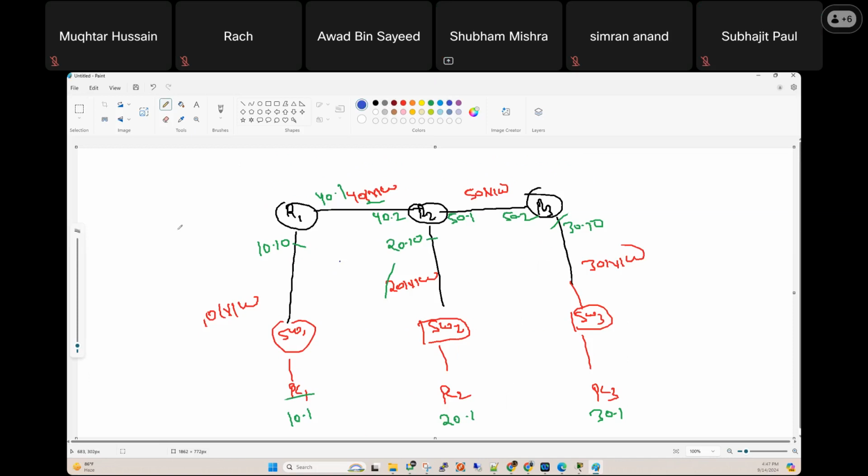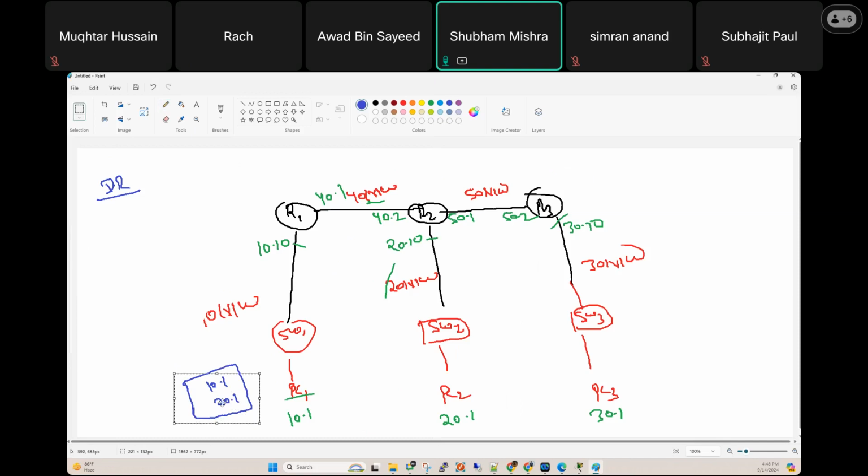So default route means, understand, for example, from PC number 1 you ping to PC number 2. From PC number 1 you are pinging to PC number 2. The packet is initiated here. What is the source IP address, guys? 10.1, and the destination IP address will be 20.1. Yes or no? Everyone, tell me.